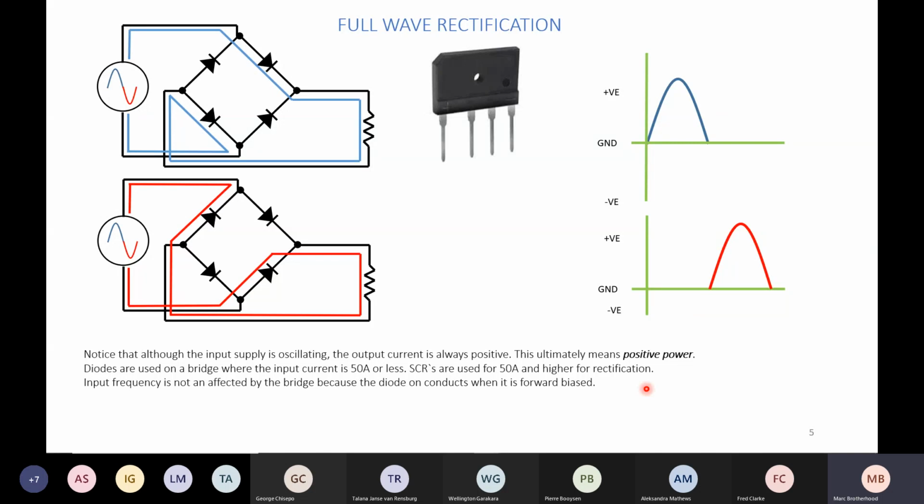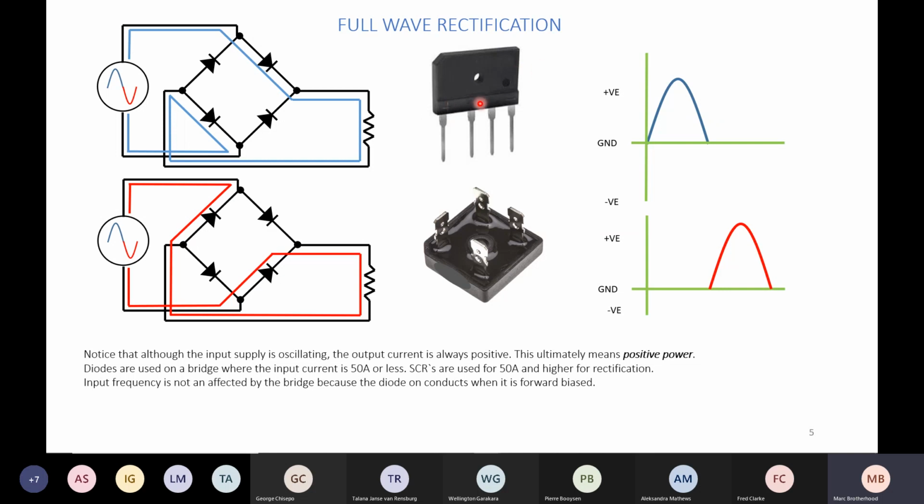Input frequency is not affected by the bridge because diodes only conduct when they're forward biased. That's a big fancy word, but anything with 50 amps of power coming in or less will use these kinds of diodes. So this is pretty much what a bridge rectifier looks like. When you open an air conditioning unit and see all the electronics, you'll more than likely see this unit. In bigger systems that draw a lot more power, you'll see bigger versions of this with big heat sinks bolted onto them. This one will just be cooled by air.